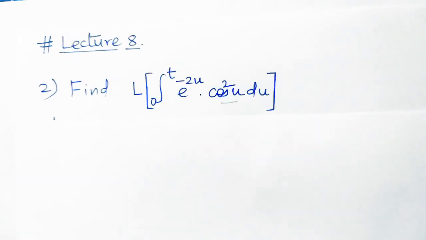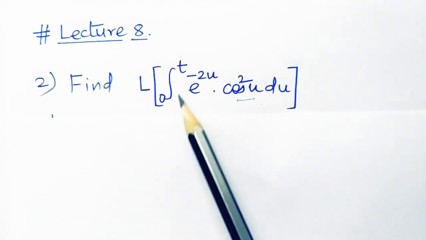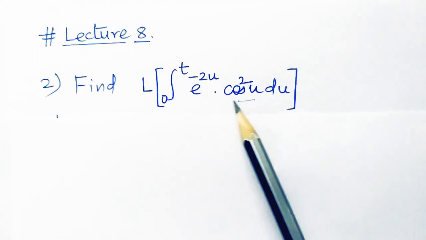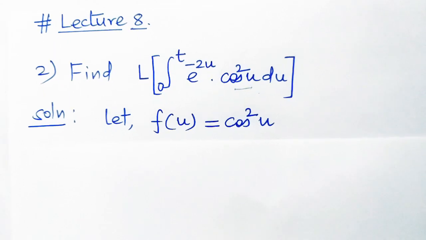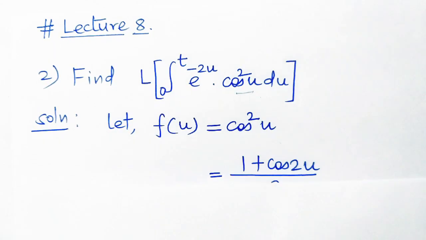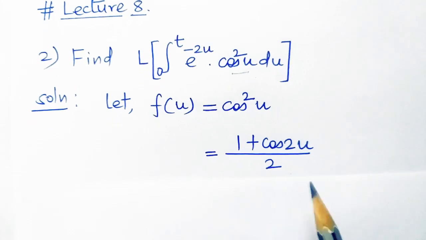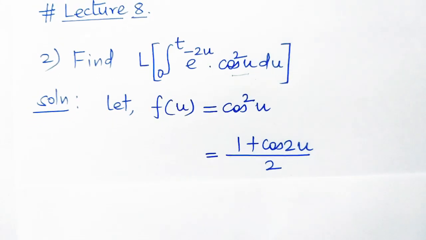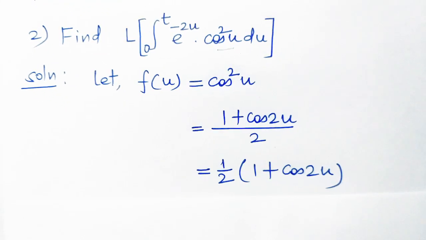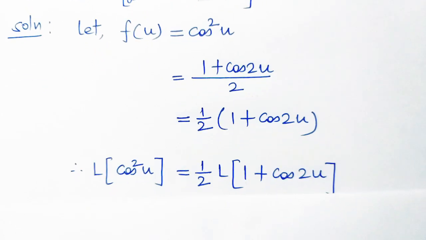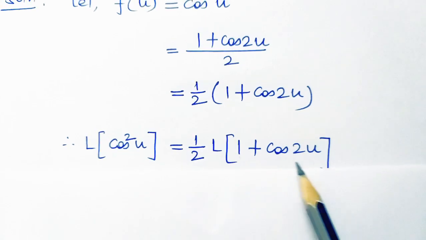And okay, now in the second problem, we are finding the Laplace transform of the integral from 0 to t of e to the power of minus 2u cos square of u. Let's start with the f of u. So here f of u is cos square of u. Then cos square of u can be expressed as 1 plus cos of 2u divided by 2, as we cannot find the Laplace transform of cos square of u directly. Then we will have 1 by 2 times 1 plus cos of 2u as an equivalent statement. Then Laplace of cos square of u is 1 by 2 Laplace of 1 plus cos of 2u.